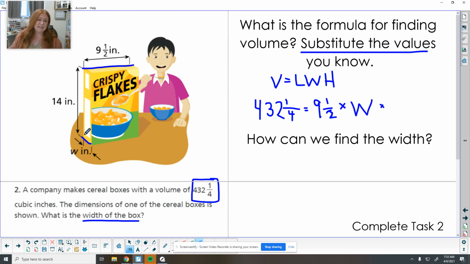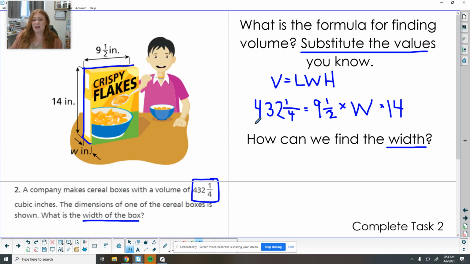And our height from top to bottom is 14. So how can we find the width here? We need to get W all by itself. So what can we do to get W by itself? Well, we need to get 14 and 9.5 to the other side. So we're going to do the opposite.